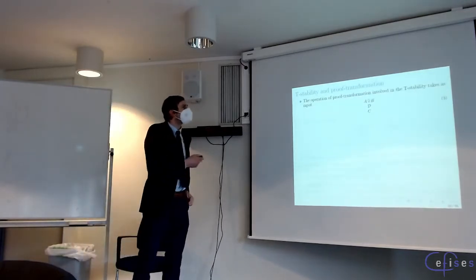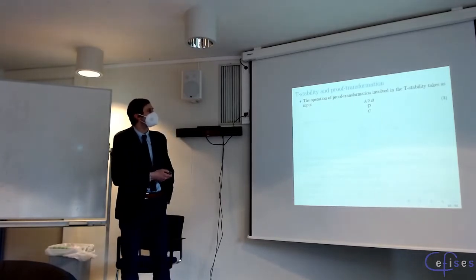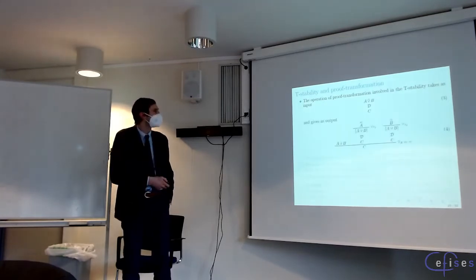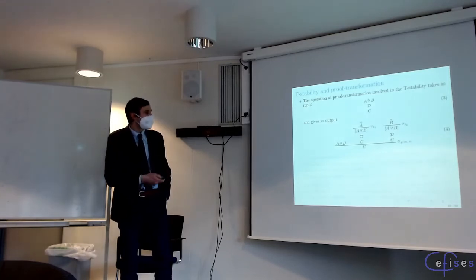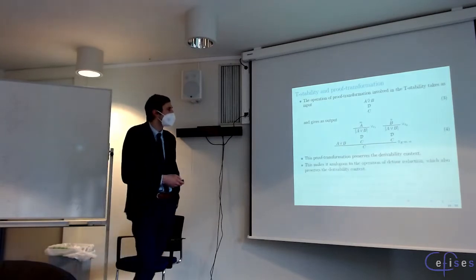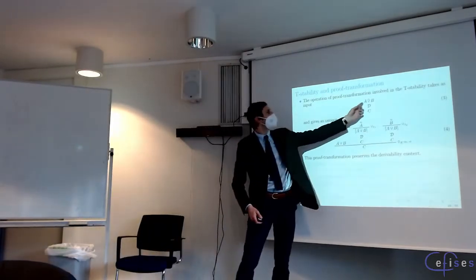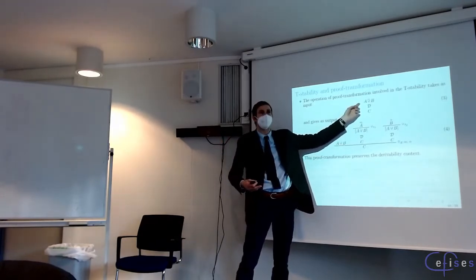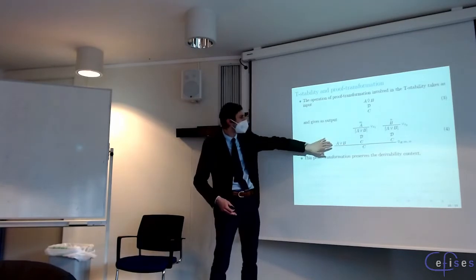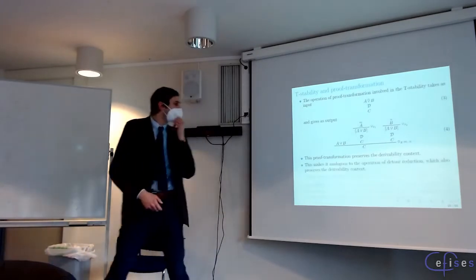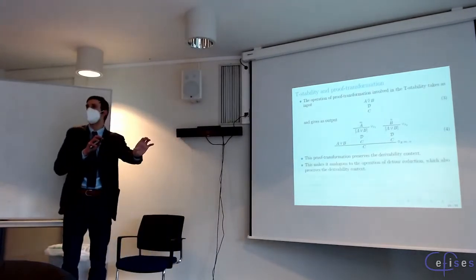Now, the operation of proof transformation, which is involved in the T-stability, takes the following input. It takes as input a derivability of C from A quantum or B, and not from A and B. And it gives this as output. This proof transformation now preserves the derivability context. Because you see, here I start from A quantum or B plus some possible extra assumption gamma. And in this proof configuration, they are exactly the same. So this is a proof transformation that preserves the derivability context.